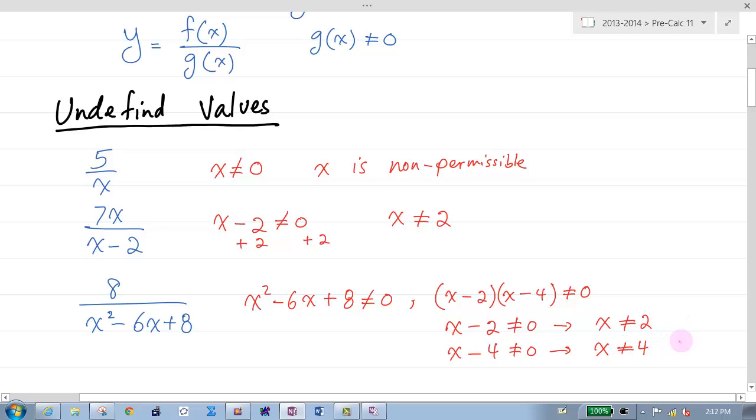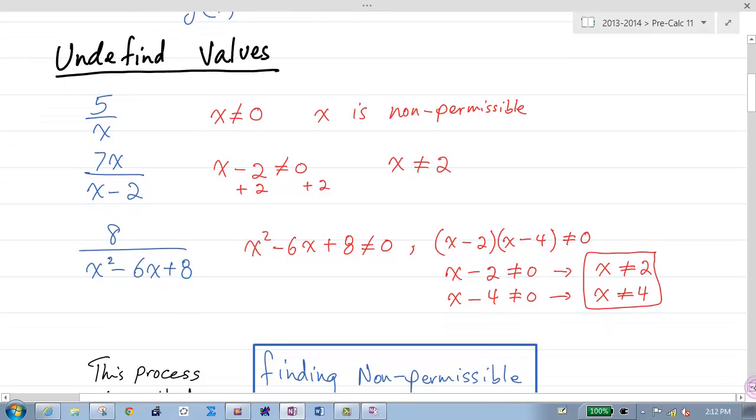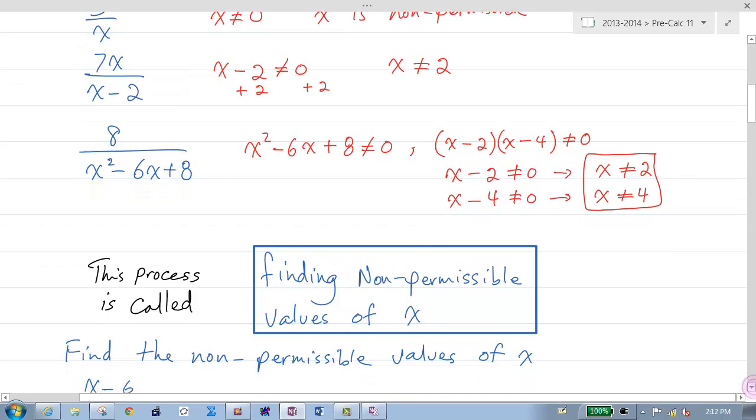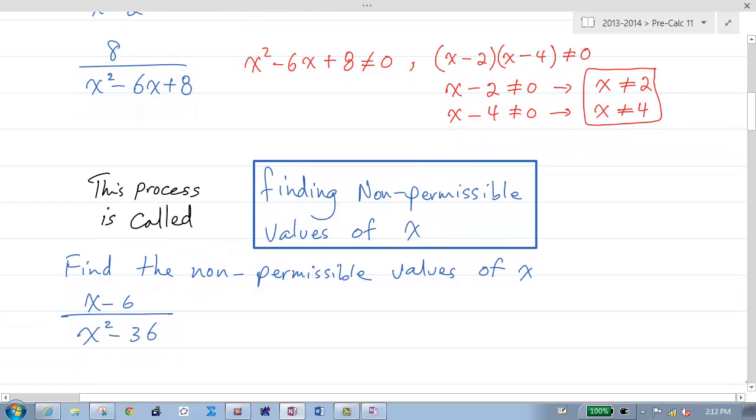Because those two values will make the denominator of this expression 0, and if the denominator is equal to 0, then the whole expression is undefined. Right? So these are the non-permissible values. x cannot be equal to 2 and x cannot be equal to 4. So this process is called finding the non-permissible values of x, or the variable. We're going to do one more example of this, and then we're going to go after a couple other things.